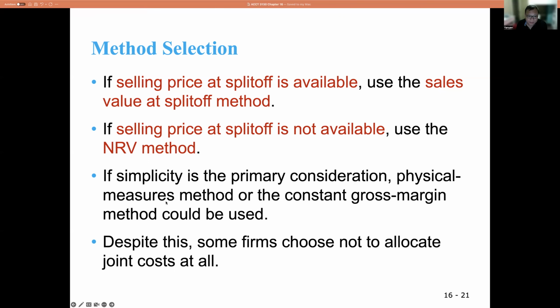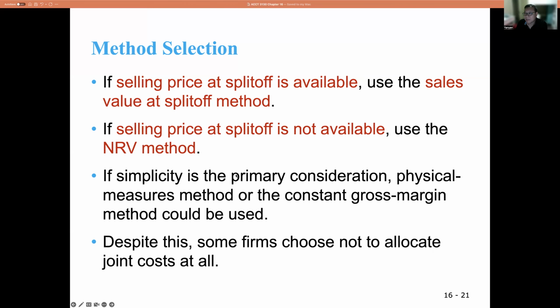We know the physical measures method is the most simplified method, and the gross margin method is also simple. But simplicity may not be ideal; it's probably not accurate. Some firms choose not to allocate the joint cost at all, right? Okay, so that's for today's lecture.